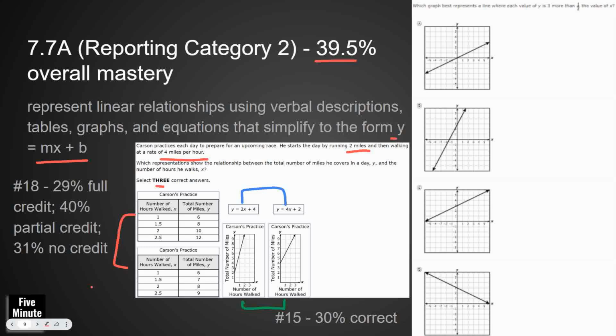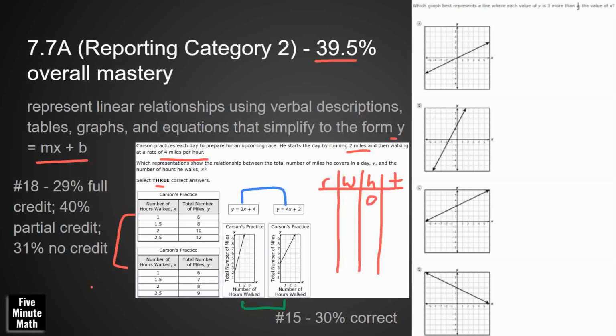Okay, so let's think about this. He starts the day by running 2 miles. So let's make a table of values here. Running, walking. This is going to be kind of a convoluted way. This is the way a student might pull it together if they're not really sure how to go straight to the equation. Okay, for the hours, and then total.